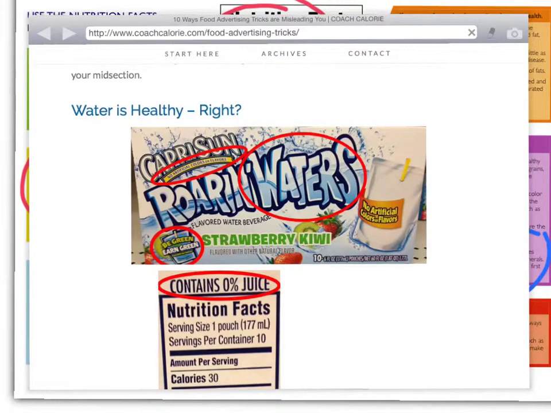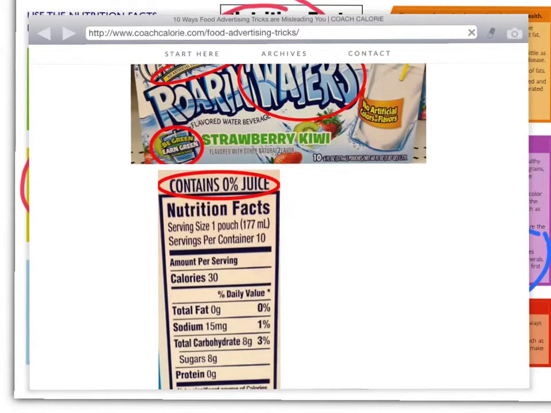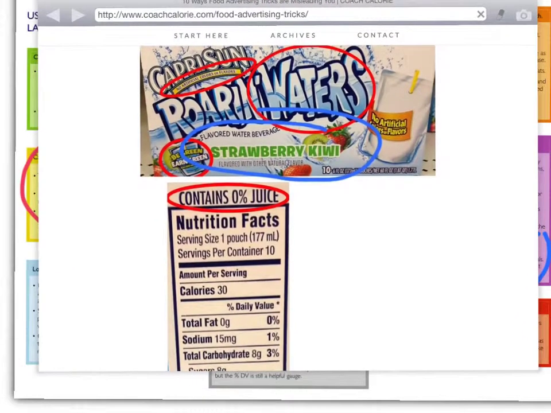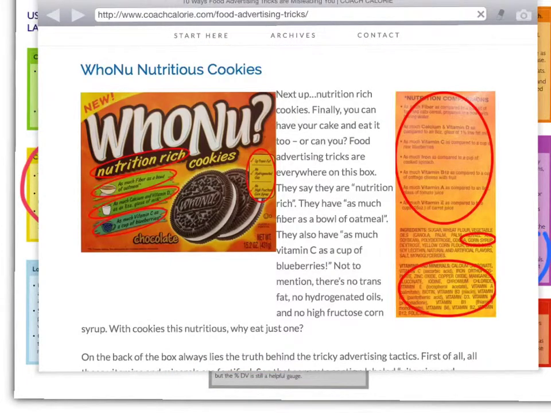So this is like some sort of juice, and they call it roaring waters, and it says no artificial colors or flavors, and it has zero juice. But how is it possible that it has no artificial colors or flavors, no juice, but somehow it has the taste of strawberry and kiwi? So more things you need to be careful about.